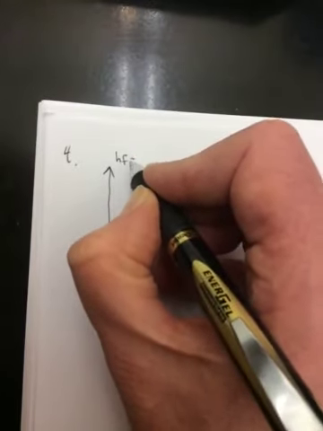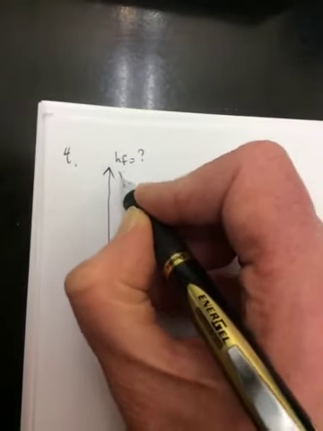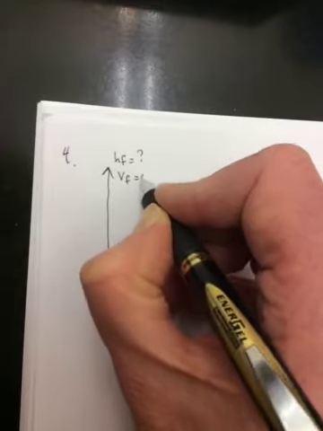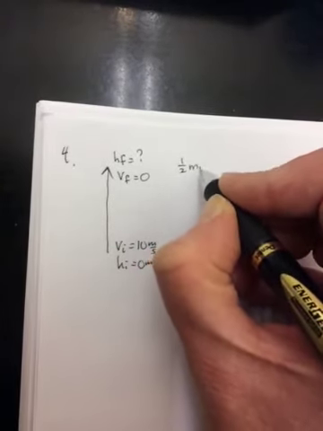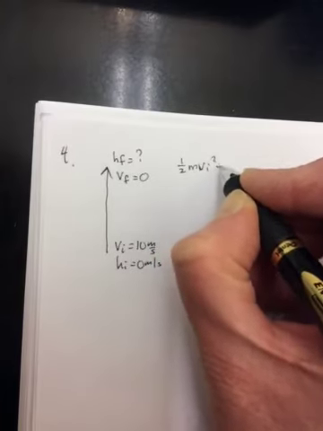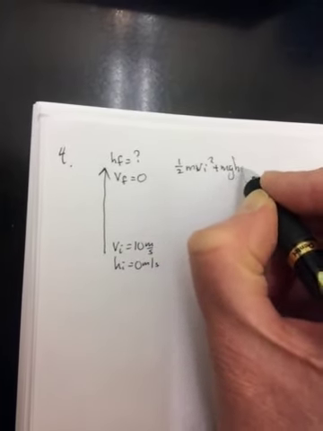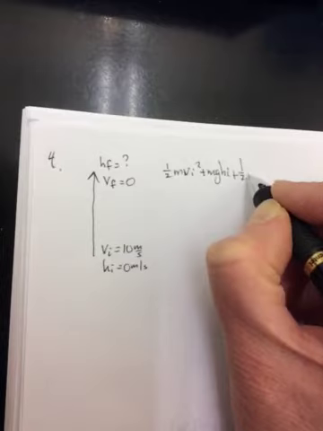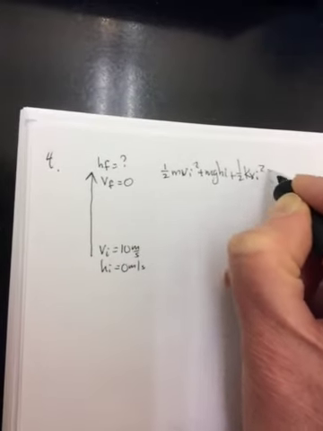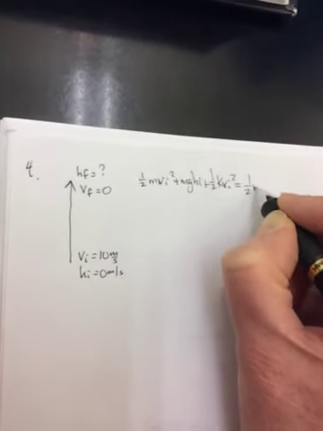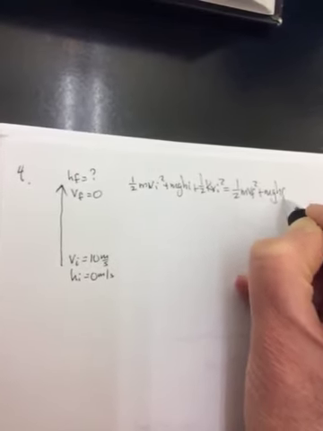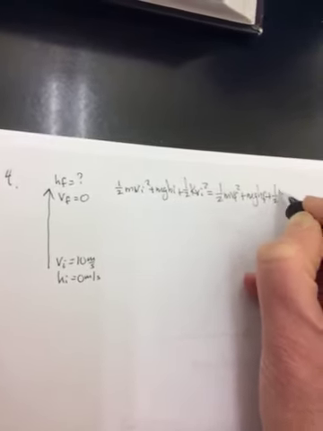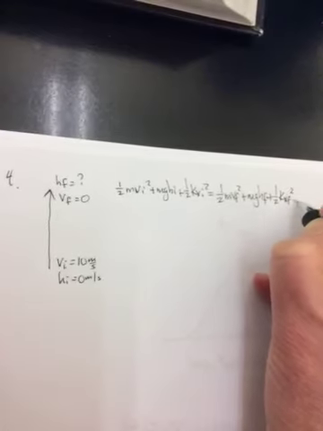So HF up here is what you're looking for. It's going to go up until it stops. So VF should be 0. So 1/2 mv initial squared plus mgh initial plus 1/2 kx initial squared equals 1/2 mv final squared plus mgh final plus 1/2 kx final squared plus E lost.